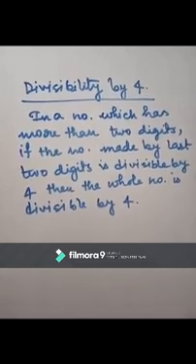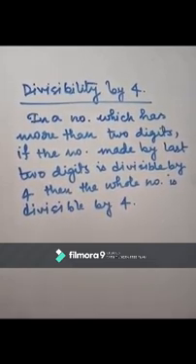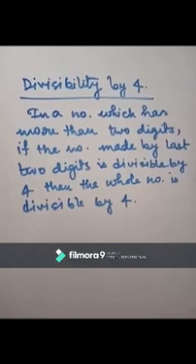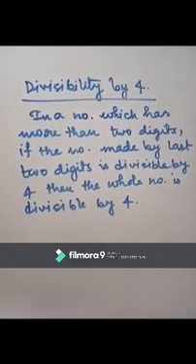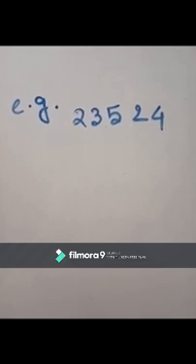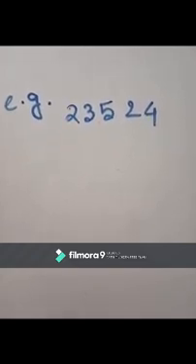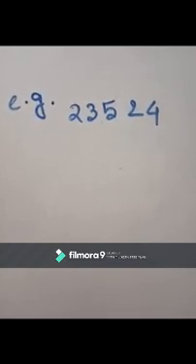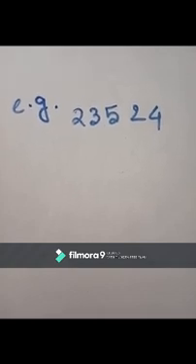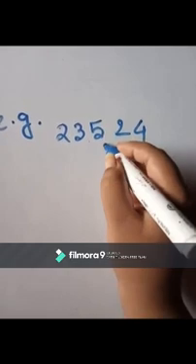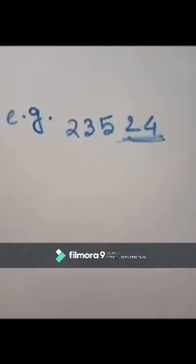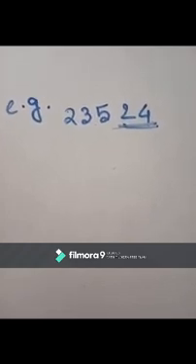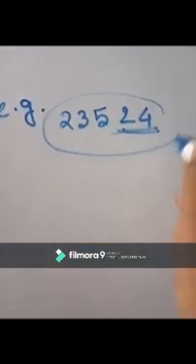Divisibility by 4. In a number which has more than 2 digits, if the number made by the last 2 digits is divisible by 4, then the whole number is divisible by 4. For example, 23,524 is a number made up of more than 2 digits. Now as the rule says, you will have to take the number made up of the last 2 digits. Here, the number made up of the last 2 digits is 24, and we know 24 is divisible by 4. Hence, this whole number is divisible by 4.